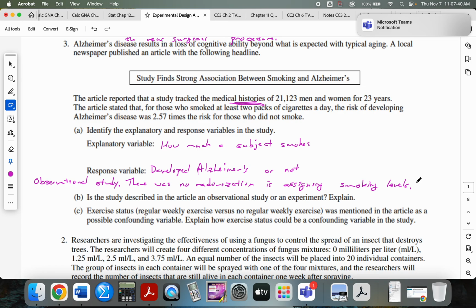But a confounding variable just affects the response. So a confounding variable is something that affects my response variable, but I haven't accounted for it in any way.